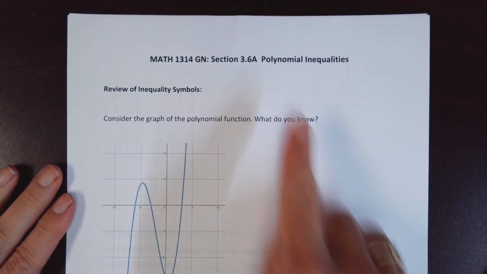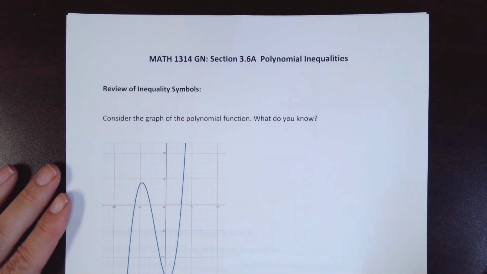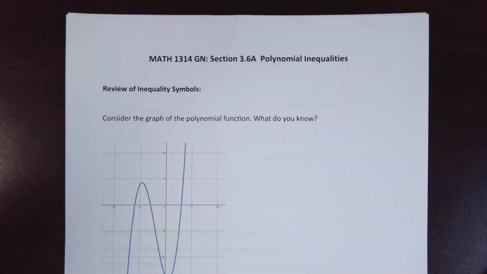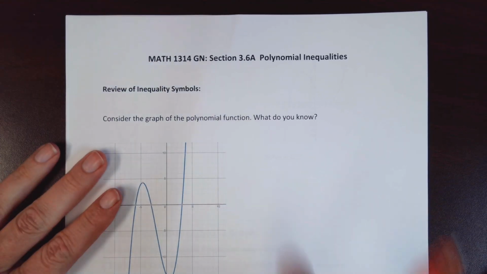Okay, we are picking up in part of section 3.6. You'll notice we skipped 3.5. 3.5 talks about rational functions. It's kind of too big to all go in one unit, so we are skipping 3.5. We'll start it in our next unit.